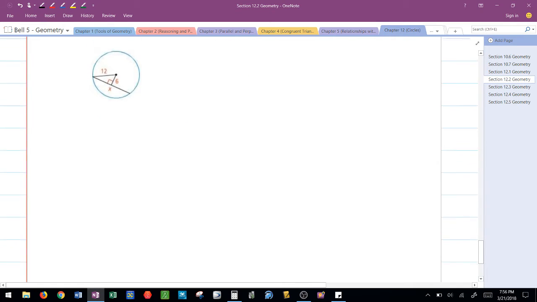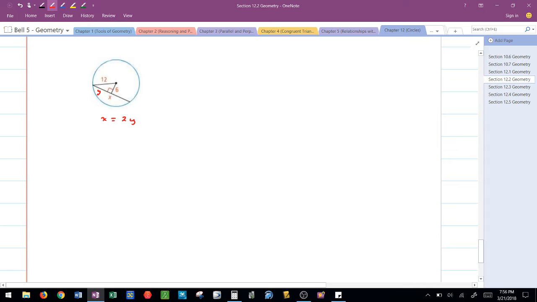All right, one more of these. Just take a look at this one. So again, I know this is the hypotenuse of this triangle, or the radius. I know the 6 represents the distance from the center to the chord, and they want me to find the measurement of the entire chord. Now, I'm going to call this piece right here y. I know that x is 2 times y because that perpendicular bisects the chord.